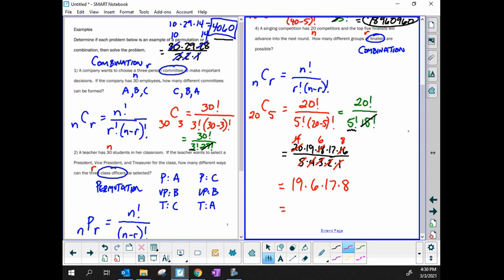So 19 times 6 times 17 times 8 comes out to be 15,504. So if you have a singing competition with 20 competitors and you're picking 5 finalists that are going to go on to the next round, there are 15,504 different groups that could go on to the next round. And again, that's what permutations and combinations do. They calculate the number of different ways that a smaller group can be chosen from a larger group.